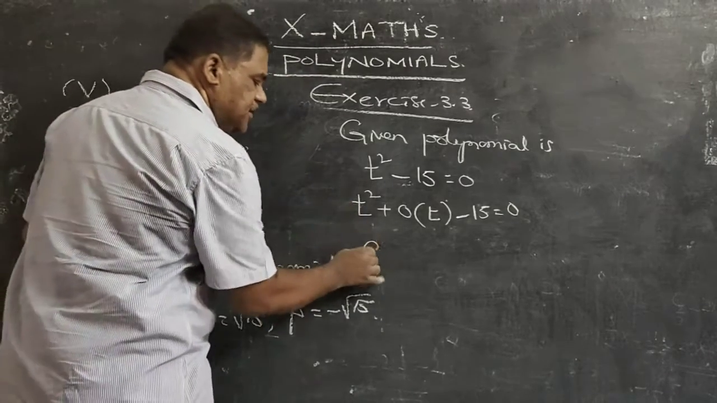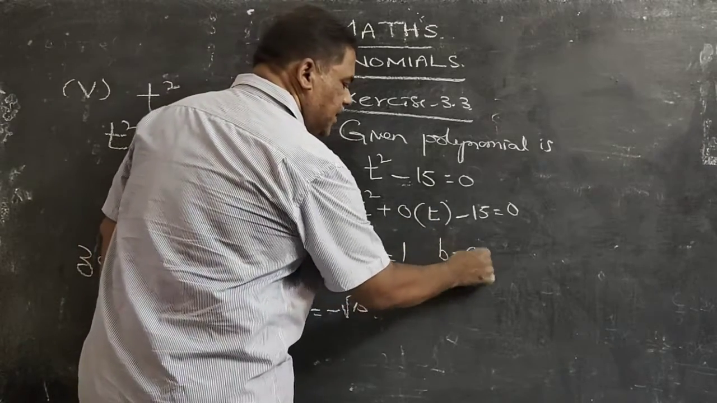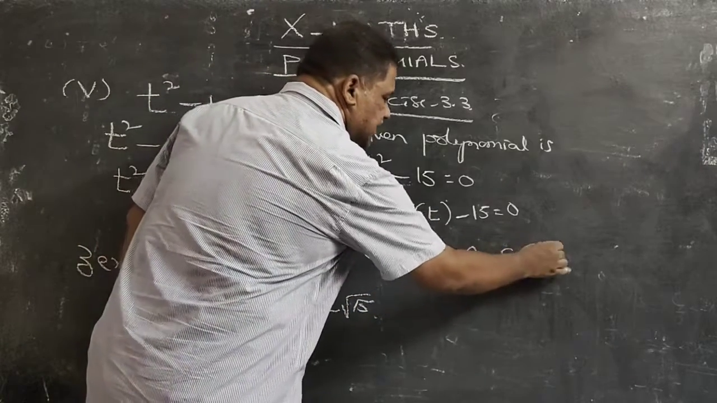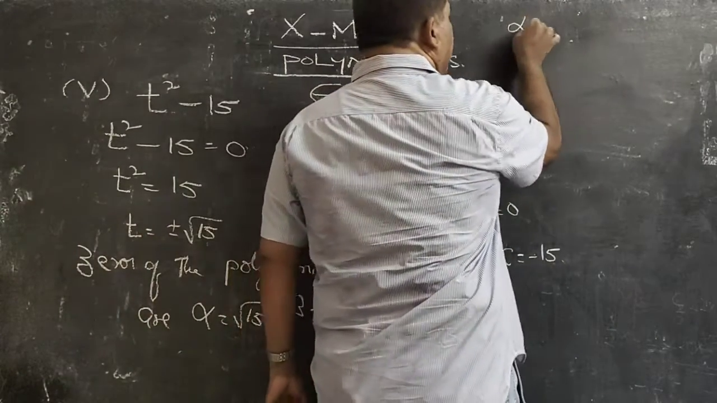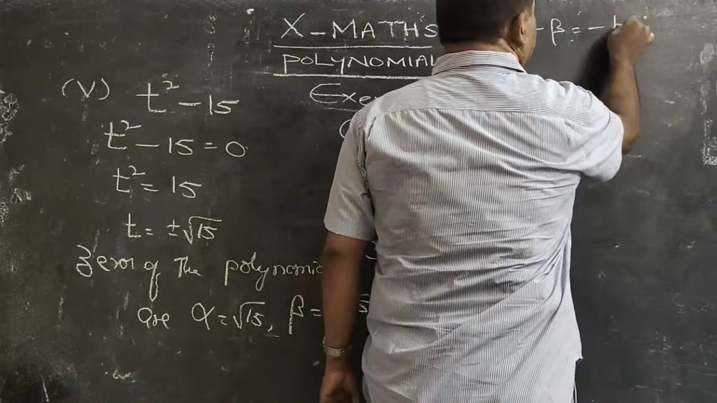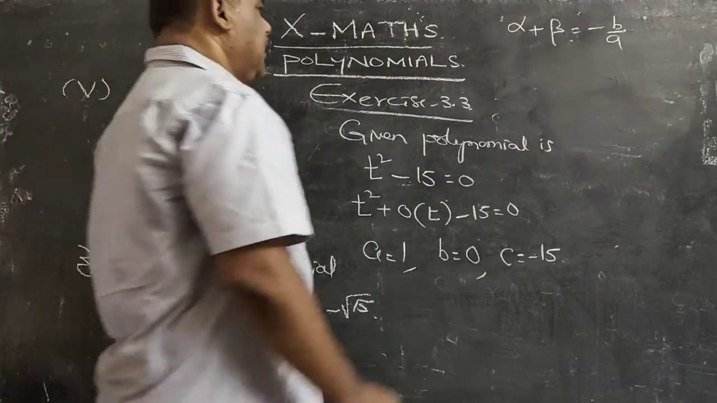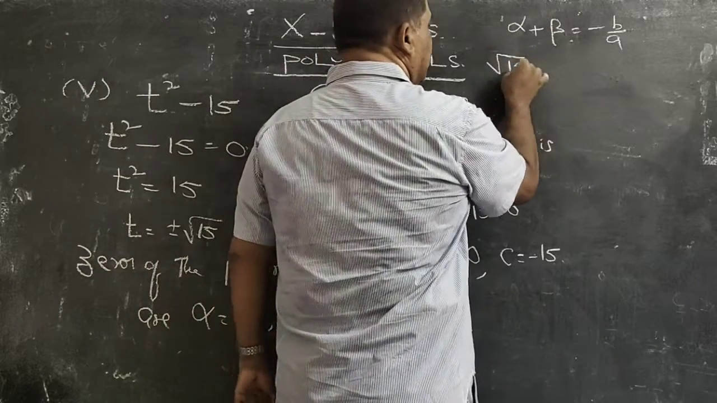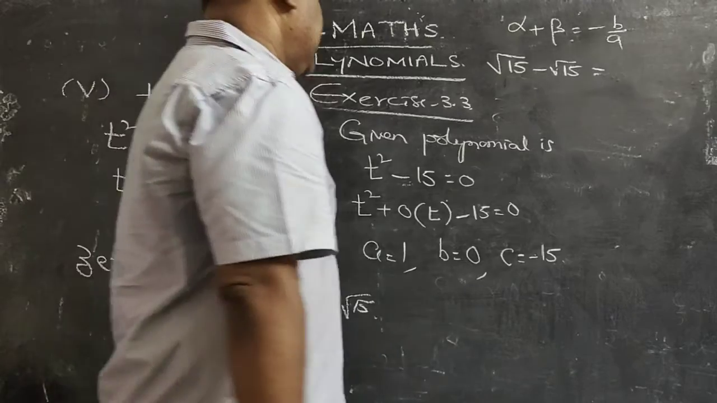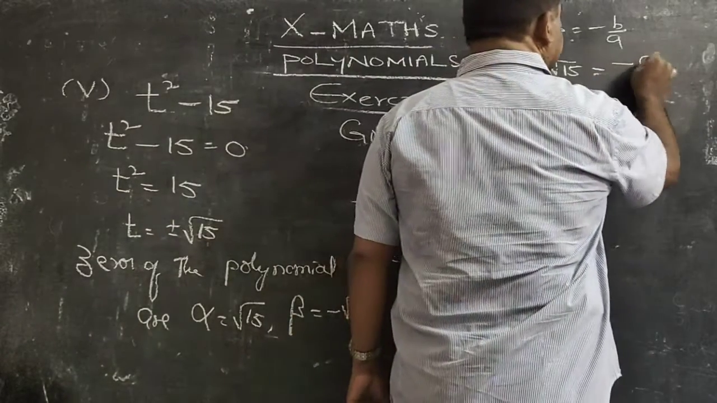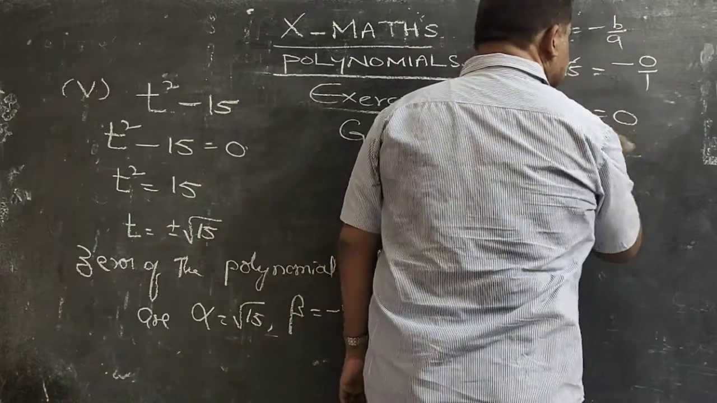The t square coefficient is called a, that is 1. The t coefficient is called b, that is 0. The constant is c. Now alpha plus beta should be equal to minus b by a. Alpha value is root 15. Beta value is minus root 15. Minus b by a, minus b value is 0 by 1. This we can cancel, we will get 0 as the answer.